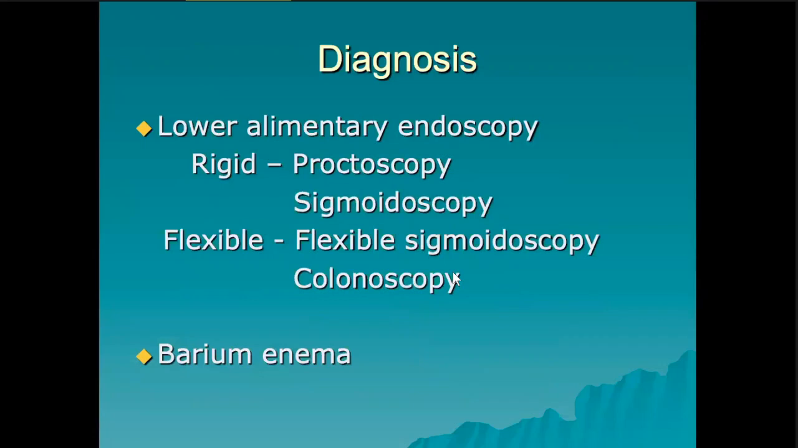Then we have sigmoidoscopy. And we used to have this rigid sigmoidoscopy. Now it is not very popular. The rigid sigmoidoscope is an instrument which is calibrated up to about 30 centimeters. Some are calibrated up to about 25 centimeters. You can visualize the rectum and also the rectosigmoid region. And you can take biopsies also.